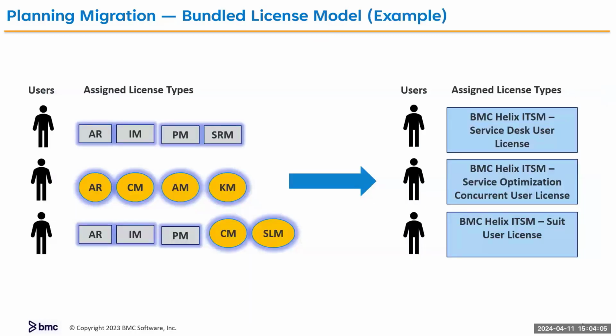In the classic licensing model, granting access to AR system, incident, problem, and SRM required assigning four separate permissions. However, in the simplified bundle licensing model, you only need to assign the BMC Helix ITSM Service Desk user license for this access. This graphic illustrates three user scenarios mapping classic licenses to bundled licenses.